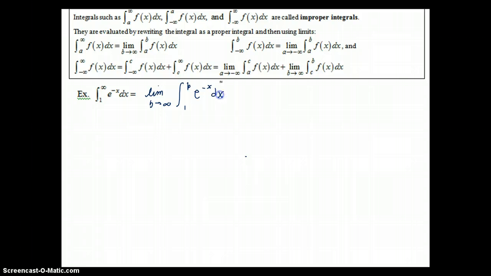x dx. And then we're going to realize that we know the integral of e to the negative x, it needs a little adjustment because we think about u being negative x and the derivative being negative 1 dx. So we make the adjustment with a negative 1 inside and a negative 1 outside. And then we can go ahead and integrate. So I have the limit as b approaches infinity of negative e to the negative x from 1 to b.